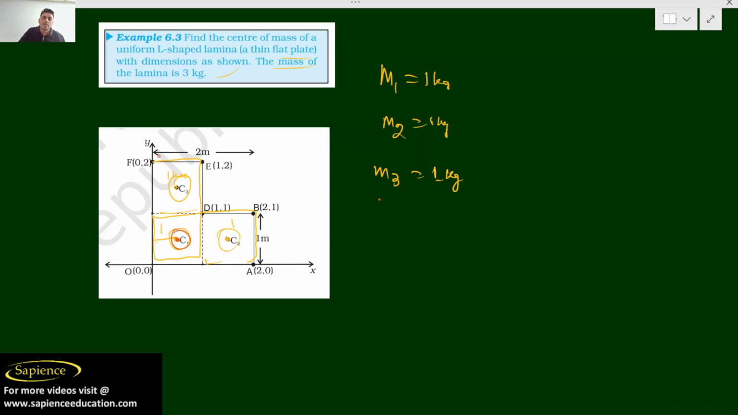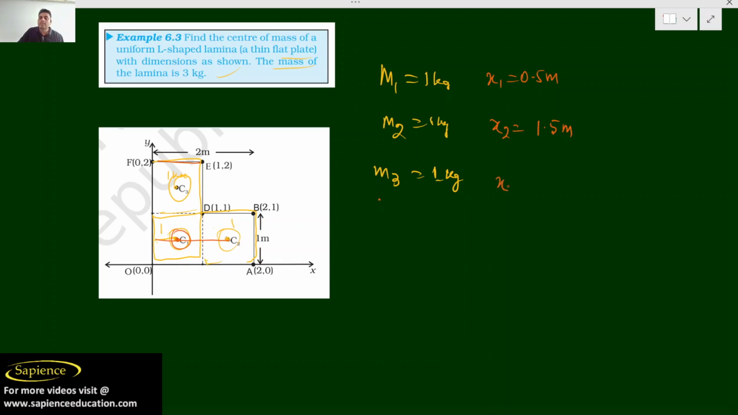See here, the total length is 2 meters. Since each part is 1 meter, half of it is half a meter. So we can write x1 as 0.5 meter. For x2, this is 1 meter and this is half a meter, so 1 plus half is equal to 3 by 2, that is 1.5 meter.